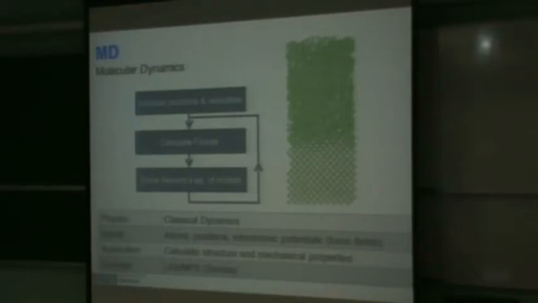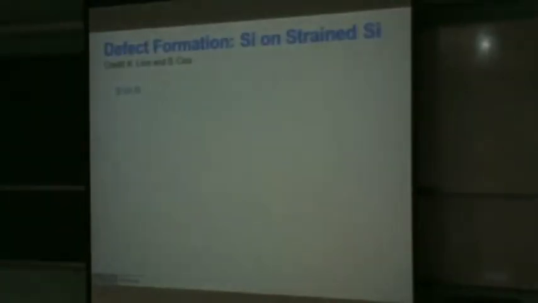An example of a tool that does this is LAMMPS. So I'll just show you some results here. This is kind of a boring case, but it shows you that it works. What we're doing is we're growing silicon epitaxially on relaxed silicon. So the silicon self-assembles into a perfect lattice. Nothing very interesting happening here.